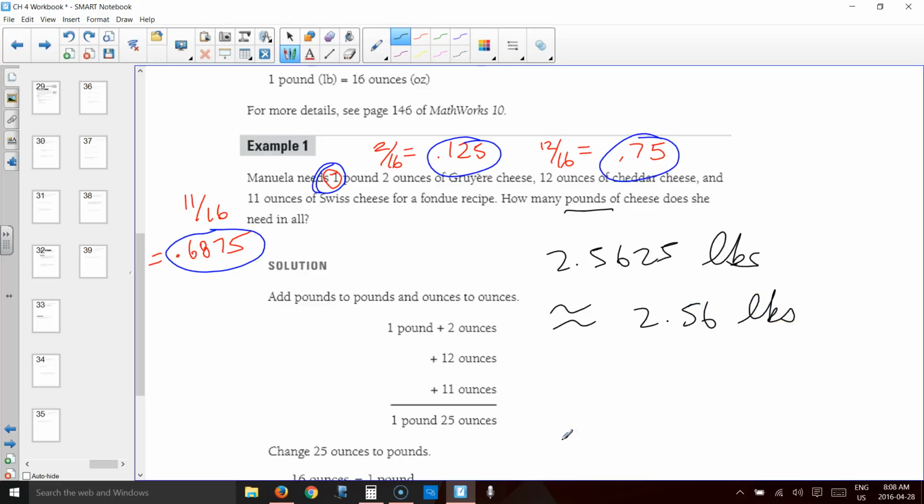So those are 3 different ways to do it. And I can accept either way. And if you have another way of doing it, then I'll accept that too, as long as you show your work and you get the answer right.